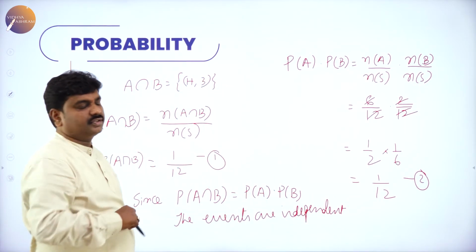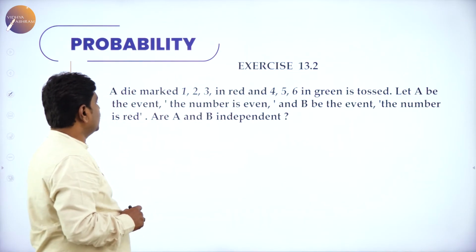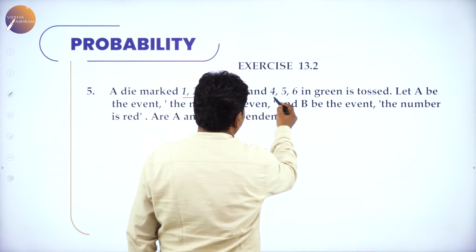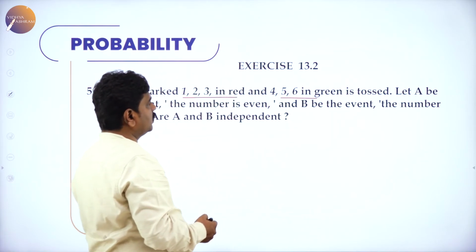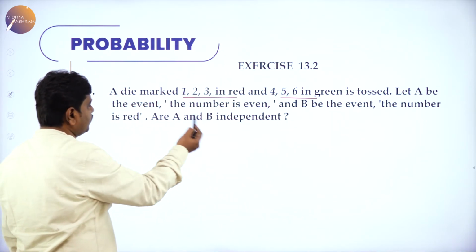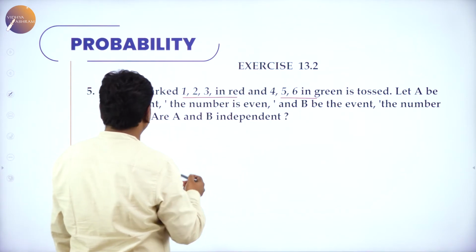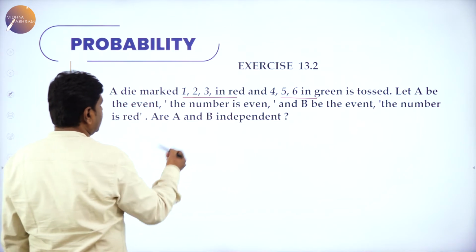Hope all of you got this. A die is marked 1, 2, 3 in red color and 4, 5, 6 in green. Event A: the number is even. Event B: the number is red. So are A and B independent?